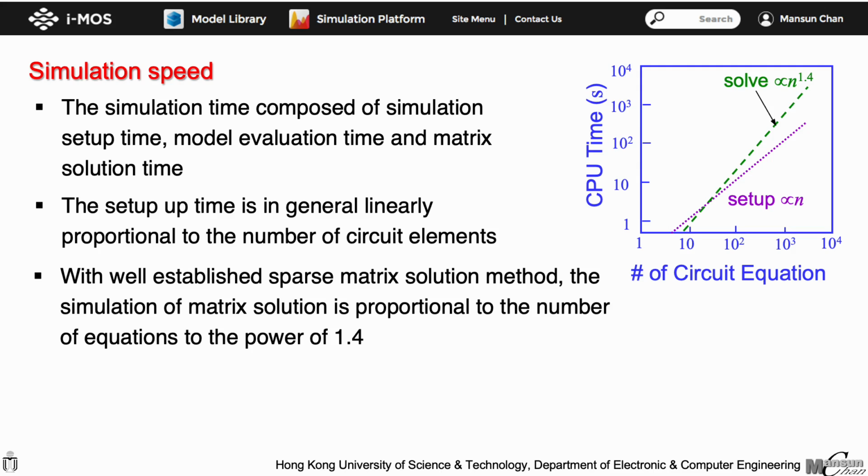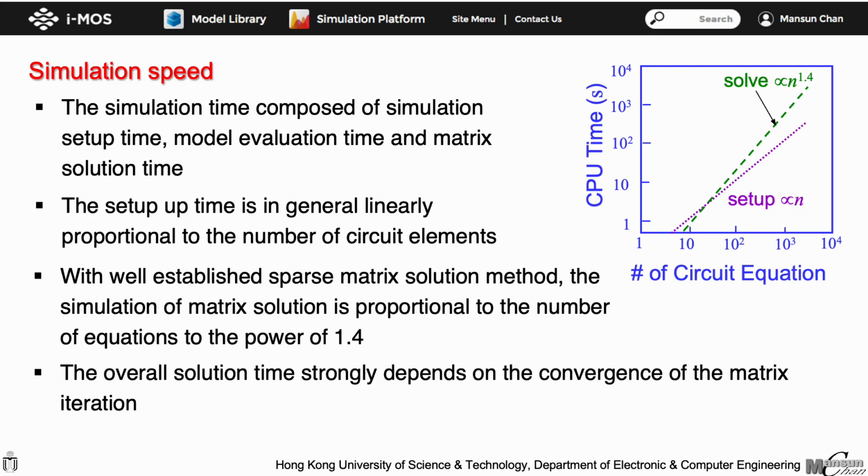In general, it is proportional to the number of circuit equations to the power 1.4, with some well-established sparse matrix solution methods. The most important contribution to the uncertainty in the simulation time is the number of iterations, or the convergence in finding the solution. This has a strong dependence on the quality of the model equations of each device. A poorly formulated device model is the most common cause for non-convergence issues.